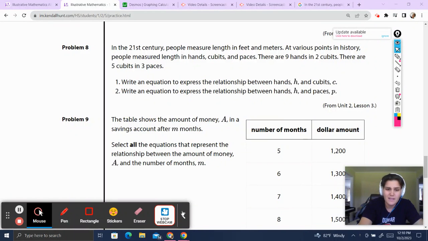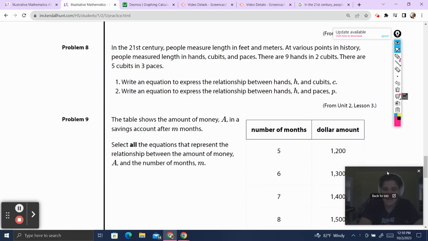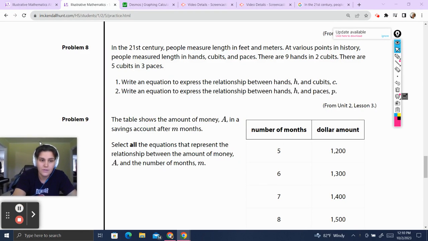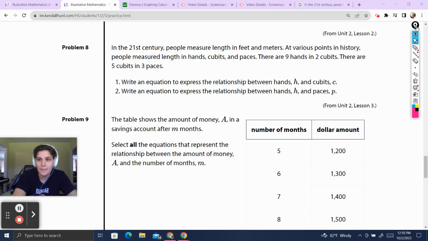Now, in problem 8, this is one of the few cases where the answer that I get doesn't actually match the answer that you see in Illustrative Mathematics. So if you're looking at the answer key, my answer looks different, and I'm going to explain to you how I do it. If you have a different way of doing it, please post it in the comments below, because I'm not 100% sure where they got their answers.